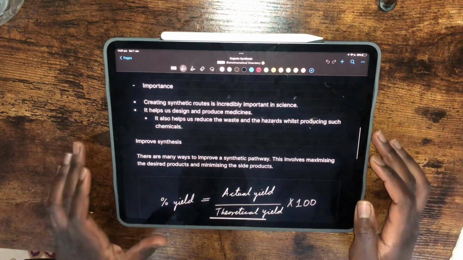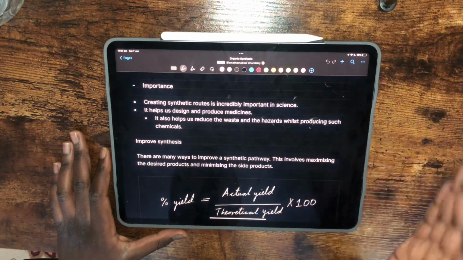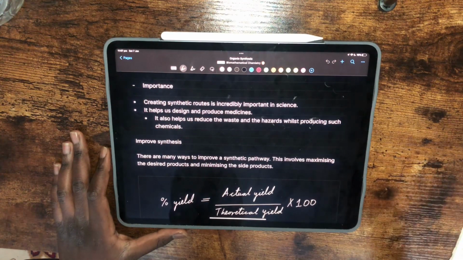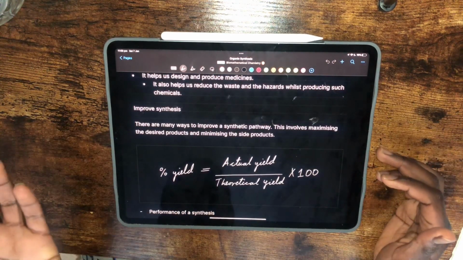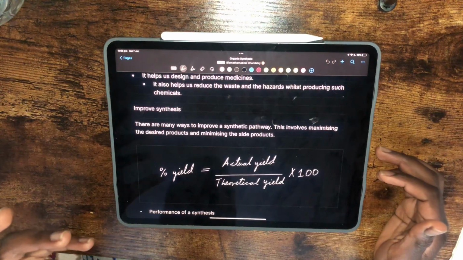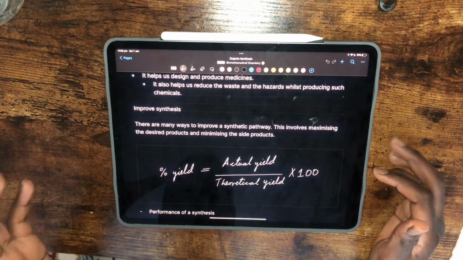So it's important. Creating synthetic routes is incredibly important in science. It helps us design and produce medicines. It also helps us reduce the waste and hazards whilst producing such chemicals. So, improving synthesis: there are many ways to improve synthetic pathways. This involves maximizing the desired products and minimizing the side products.